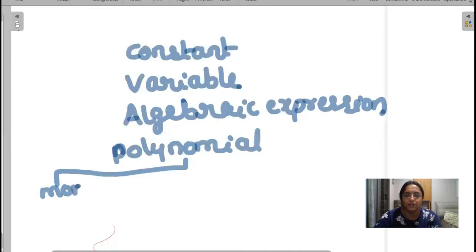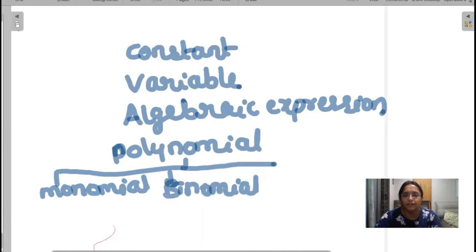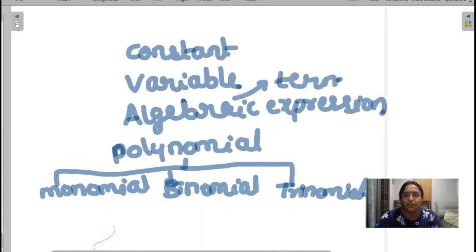monomial, mono means one, binomial, then trinomial. Then constant, variable, and here we have studied term. What is the meaning of a term? So these are all important. Try to understand all the definitions and make them perfect. Thank you.